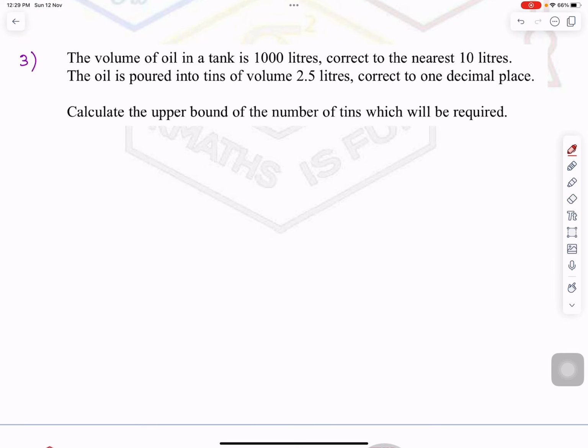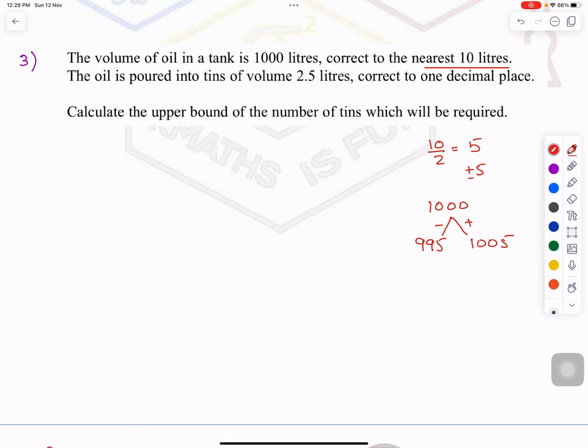So the volume of oil in tank is 1000 liter corrected to nearest 10 liters. Now it is nearest to 10 liters, so when you divide 10 by 2, you will get 5. So to get the upper bound, you will add 5, and to get the lower bound, you will subtract 5. So let me get the upper and lower bound of the 1000 liter. If I add 5 to it, it will become 1005. When I subtract 5 from it, it will be 995.